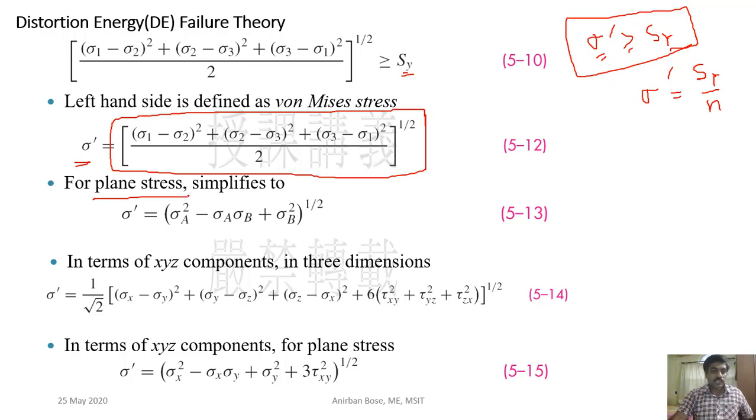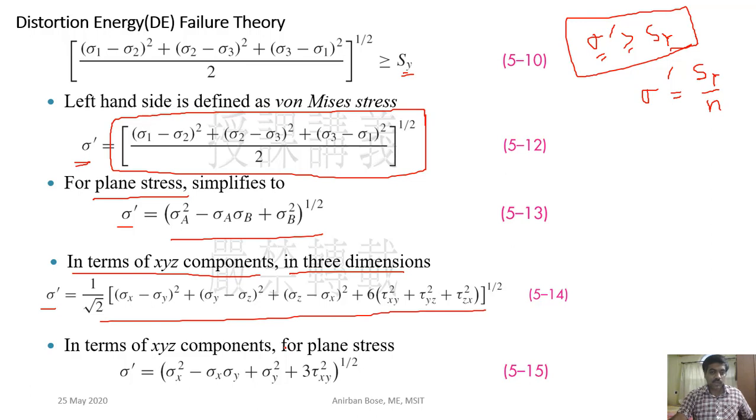For the plane stress situation, you just put the values sigma A, sigma B and 0 in place of sigma 1, sigma 2 and sigma 3. You will get the von Mises stress as this. Or in terms of XYZ components in 3 dimensions, the von Mises stress will take this form. If you can remember this, that will definitely help you.